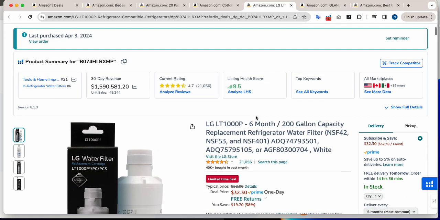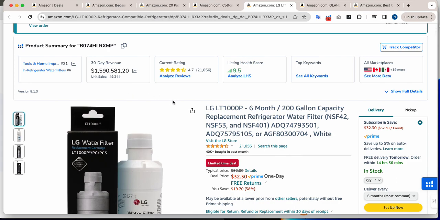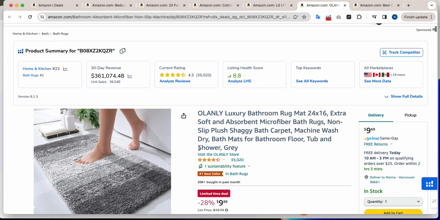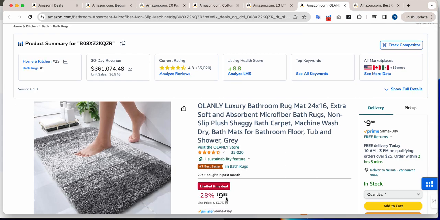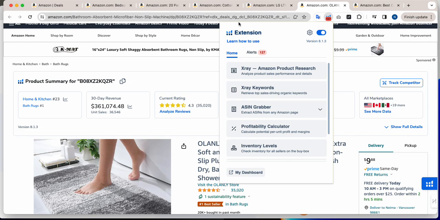And here's another one. This is an LG water filter, $32, about 50,000 per month in sales, 1.5 million. Just a bathroom rug, $9.88, 36,000, and here you've got your revenue. So you can get these if you have the Helium 10 extension and you get the software prior to it. It's just a quick add-on.